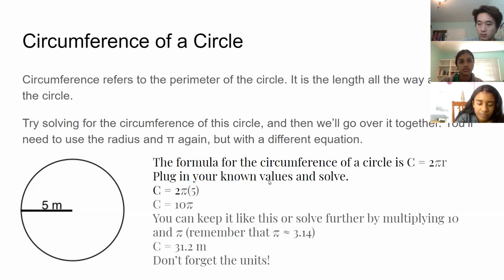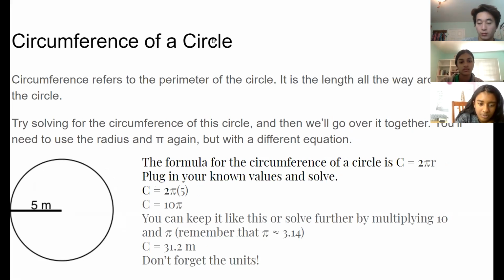31.2 meters. So it should be 31.4. It was a typo on the slideshow. So 3.14 times 10, the decimal moves one place to the right, and we get 31.4 meters. And make sure to include your units, which are meters.